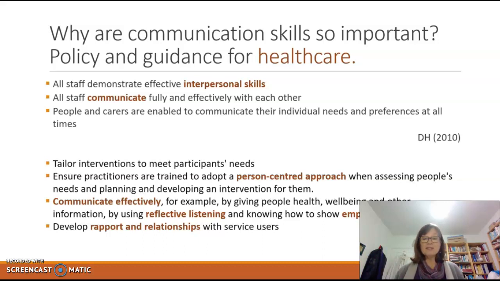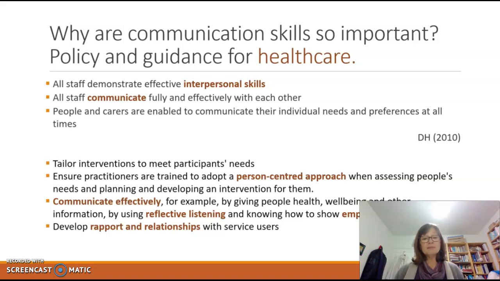If we look at the NICE guidance on behaviour change, this has been reviewed, but no new evidence was found to make it worth changing the guidance. So it is still current. And it's very much about tailoring interventions to meet the individual person's needs, ensuring that you as practitioners are trained to adopt a person-centred approach when assessing people's needs and planning and developing interventions for them. So you're not just saying, oh, this will be really good, this is the best thing to do for your diet. You're saying, how does that work with you? How is that going to work with you as an individual in your personal setting?